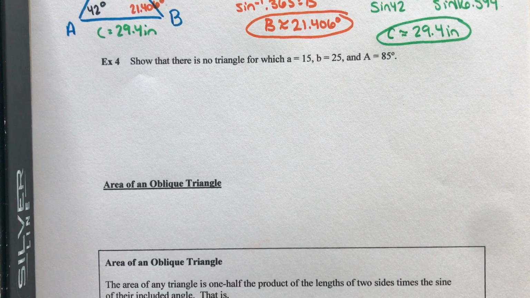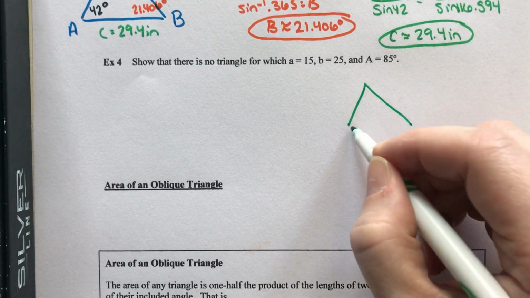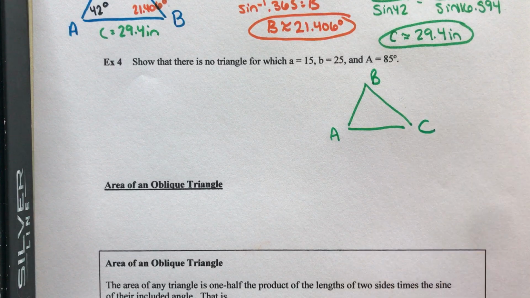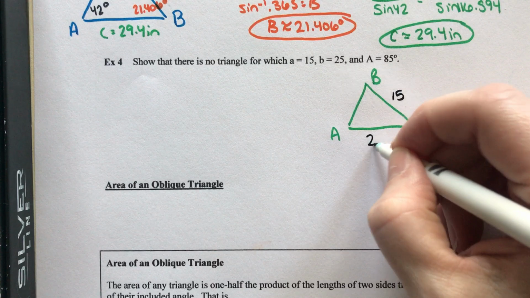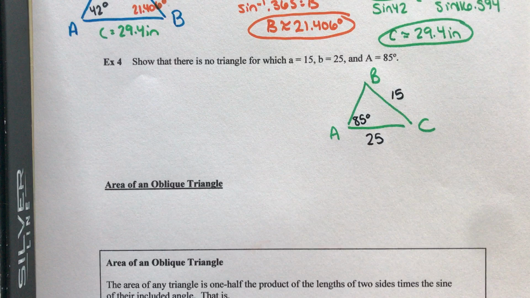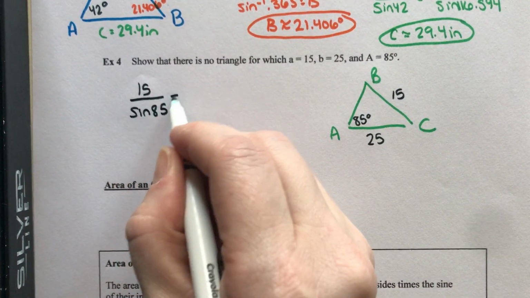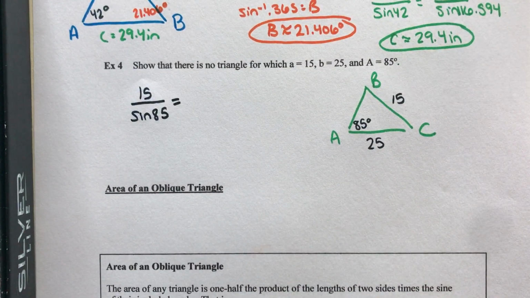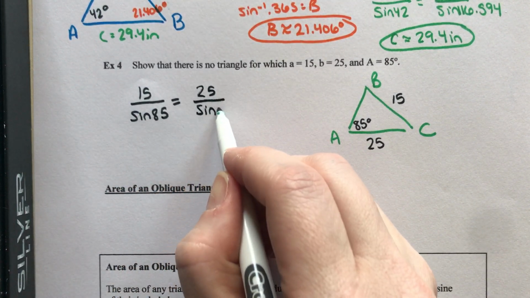Show that there is no triangle for which little a is 15, little b is 25, and big A is 85. So let's draw this. I'm just going to draw a triangle, label it A, B, C. So they're saying that little a is 15, little b is 25, and angle A is 85. So let's try to solve it. I know all of A, so I've got 15 over the sine of 85. And we could find little b or little c, it doesn't matter. Let's start with little b, I guess. So little b is 25. Let's find angle B.